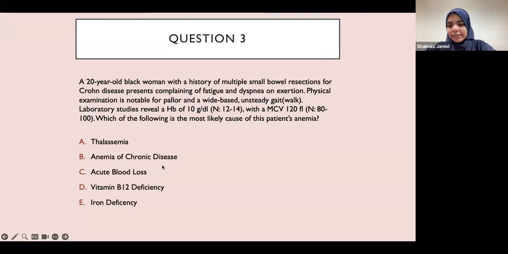D, vitamin B12 deficiency. Okay, correct. So mainly here, she had the bowel resection, which probably means she has less absorption of vitamin B12. I know you guys might have not taken this yet, but the main thing here is, yes, it's macrocytic, right? So it's 120, macrocytic. So this is vitamin B12 deficiency. If there is folate, with a different scenario and you see macrocytic, then it's also folate. But here thalassemia is micro, anemia of chronic disease is micro, acute blood loss is normal, and iron deficiency is micro. Okay, so the only answer is D.